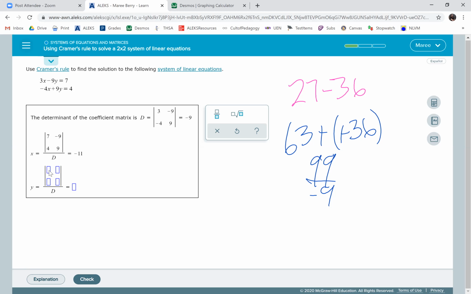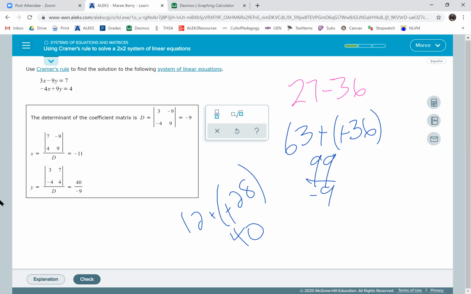Okay, then I'm going to put 3 here and -4. Again, I got that from the first column of my coefficient matrix. And the answers here are 7 and 4. That's for my answer matrix. Okay, then I'm going to take this determinant. So I have 12 minus a -28. Plus, that becomes 40. Wait, did I have that right? 12. Oh, minus a -28 is 40 divided by -9. That just doesn't seem right.